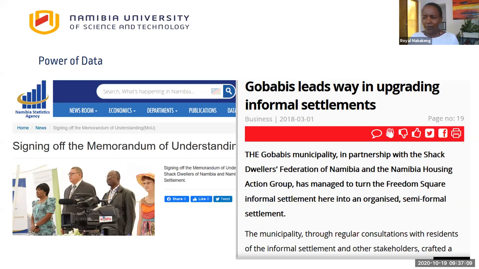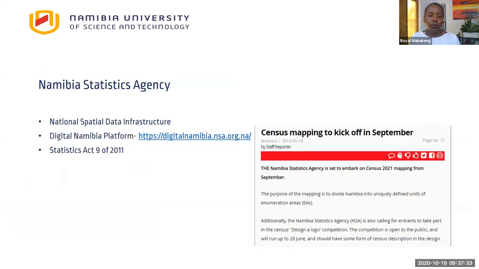As it was said, Mr. Alex Mutabeti might be online or not, but one of the biggest achievements, at least from my point of view, with regard to the Namibian Statistics Agency is the memorandum of understanding that they signed with the Namibia Housing Action Group and the Shack Dwellers Federation to see how they could incorporate community-based data within the national spatial data infrastructure. And one of the other things they have is that most of the data the Namibian Statistics Agency produces, such as the locations of schools, administrative centers or administrative boundaries, are digitally available on a digital Namibian platform.